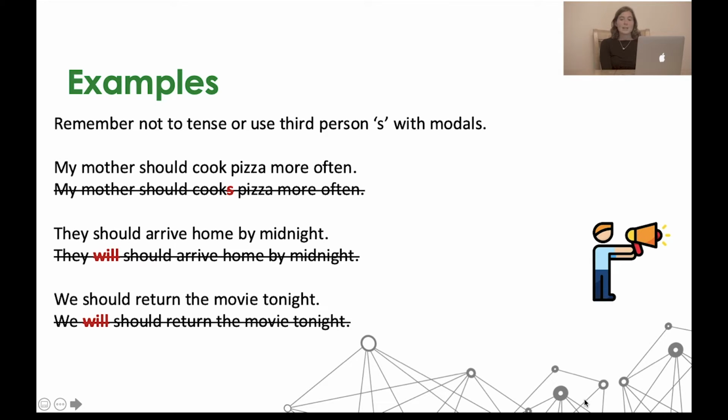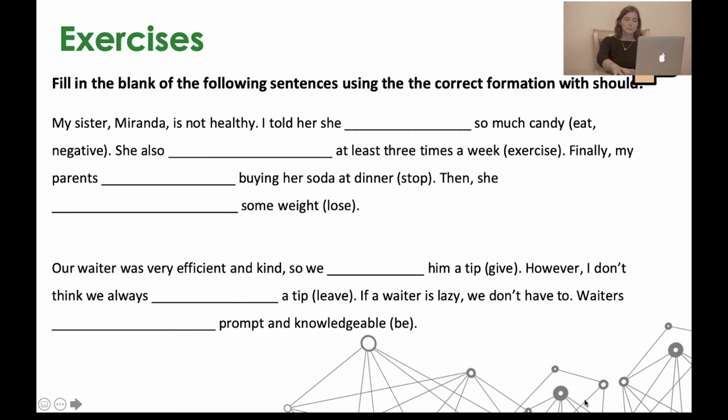We would never add another modal like will to make future, like it would never be they should will arrive home by midnight. We should return the movie tonight. Again, you would never tense it in another way by adding the future tense. Like it would never be we should will return the movie tonight.